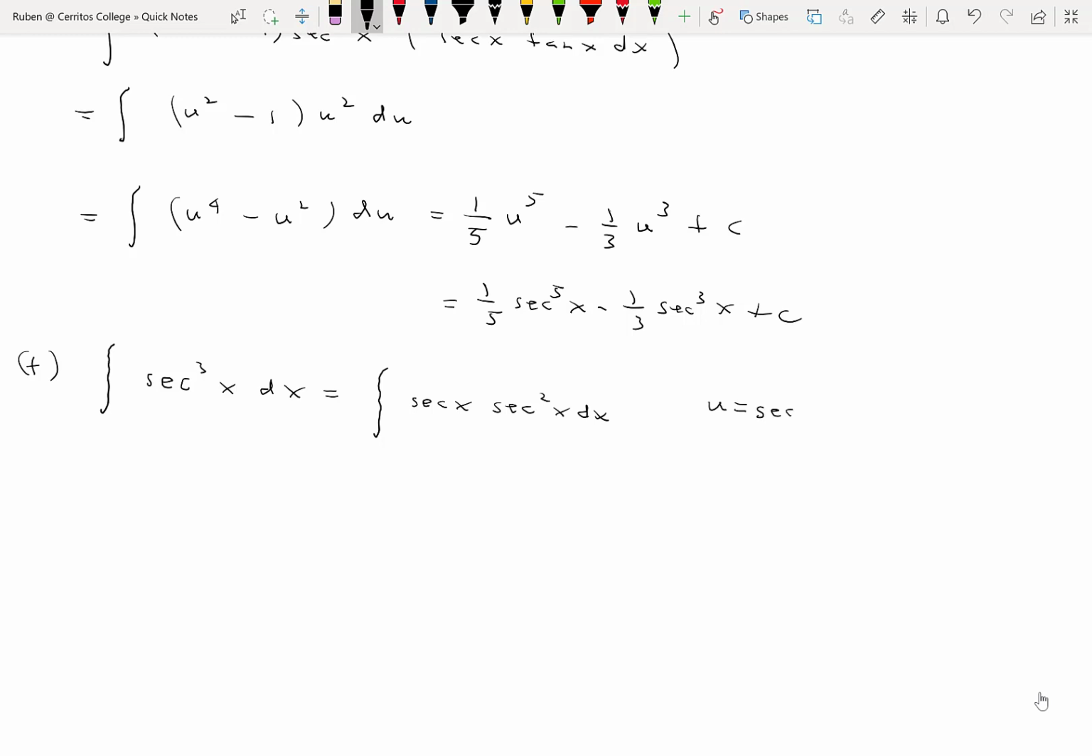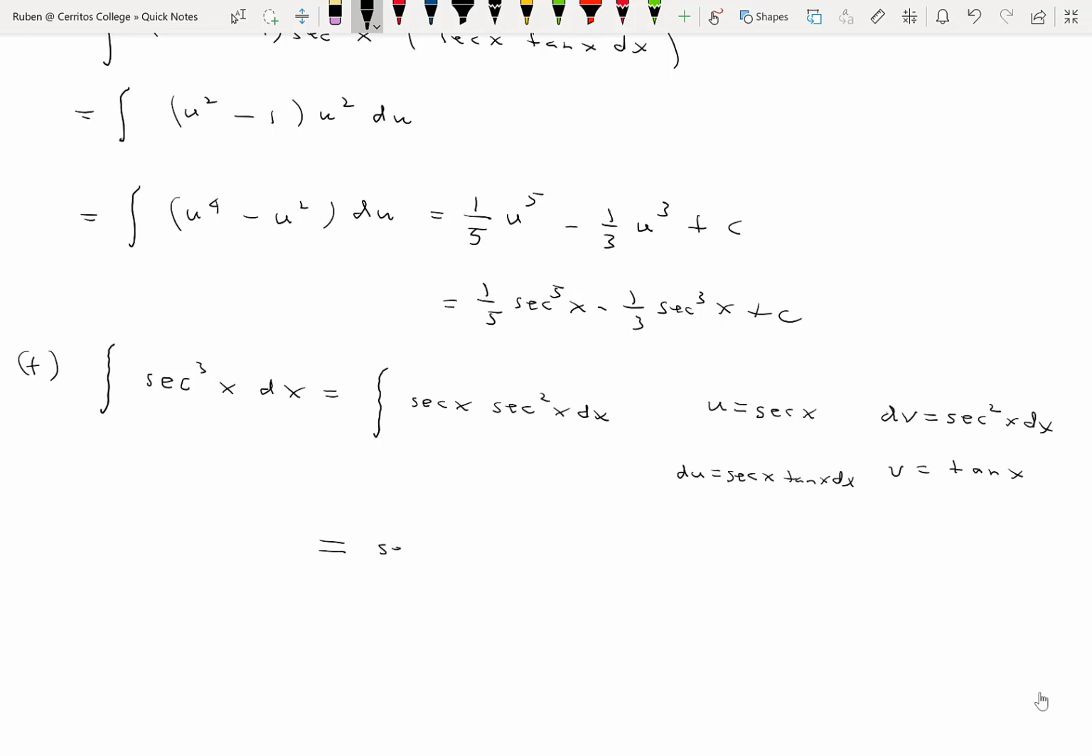The key is not so much to let u equal secant, but to definitely make sure that dv equals secant squared. Whatever the power of secant is that we're looking at, you want dv to be secant squared, and the reason for that is the integral of secant squared is tangent. And then find du. du equals secant x tangent x dx.